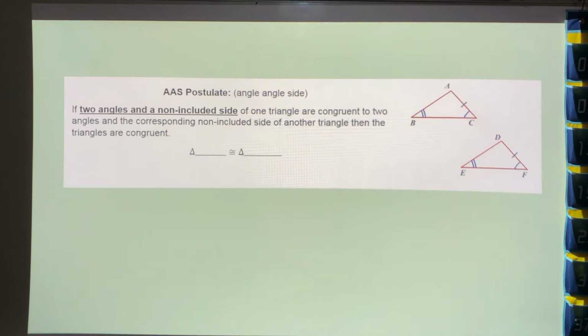The next postulate is called angle angle side. If you've noticed the pattern, the letters of the postulates determine the location. So in this postulate, we have two angles, but the side is not in between the two congruent angles. So if you have two angles and a side, no matter where the side is, you can prove triangles are congruent. If you look at the picture, the two congruent angles are listed on the bottom, and the congruent side is listed on the right.